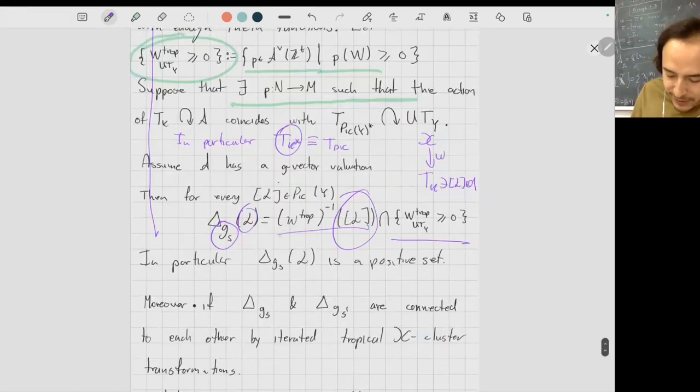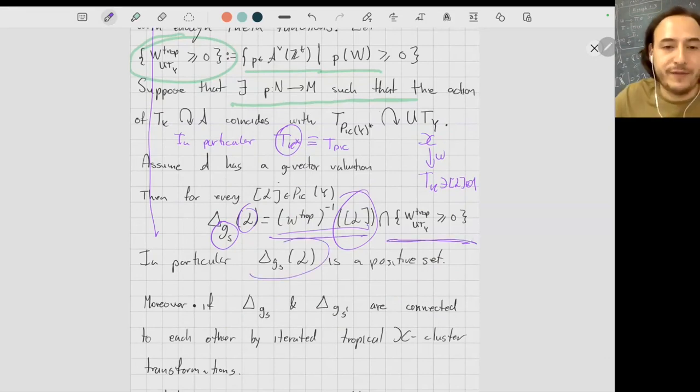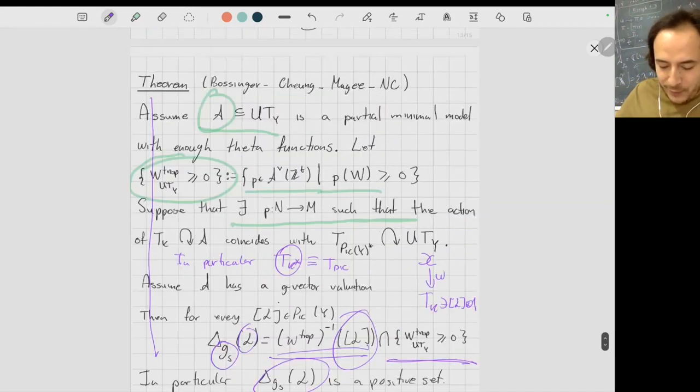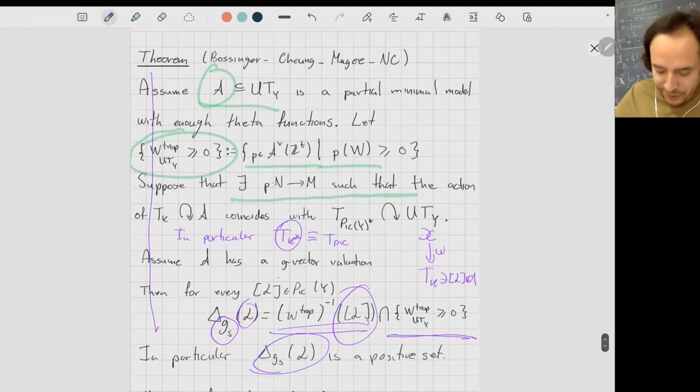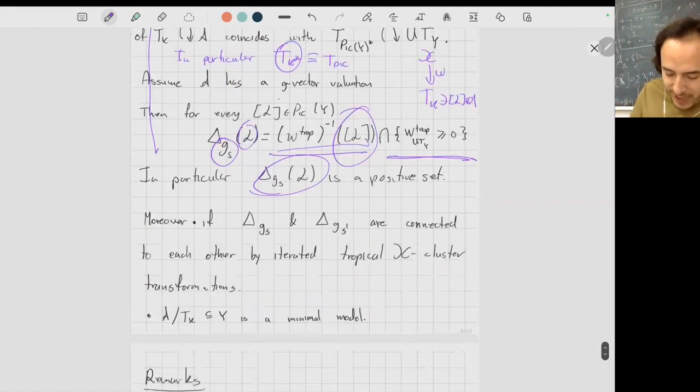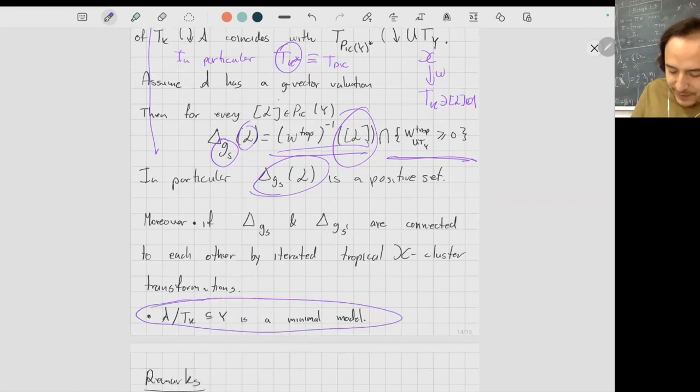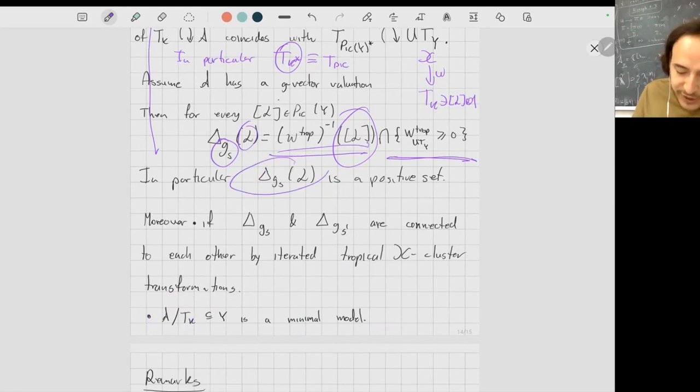In particular, we can show that this is a positive set. So we go back to the starting point: we wanted to associate positive sets to minimal models of cluster varieties. So what's the outcome? The outcome is that Y is going to be a minimal model of this quotient of the cluster variety. We have a positive set associated to every embedding of Y to some projective space.